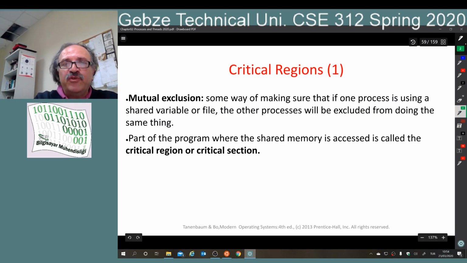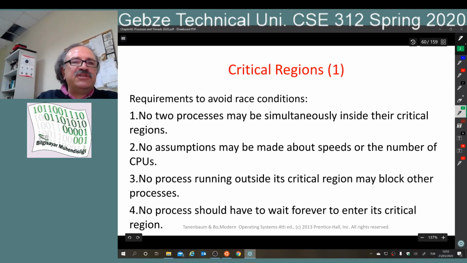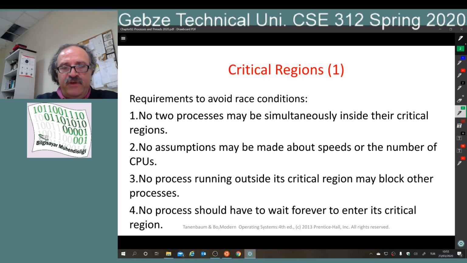A part of the program where the shared memory is accessed is called the critical region or critical section. This is my critical region, and this is my critical region. If you satisfy all these conditions, then you have a healthy critical region. Number one: no two processes may be simultaneously inside their critical regions. The solution that I showed you is not a good way of achieving a critical region because it did not provide that. Number two: no assumptions may be made about the speeds or the number of CPUs. You cannot say that my CPU is not that fast, or that there is a very small chance of this happening. No, you cannot assume that.